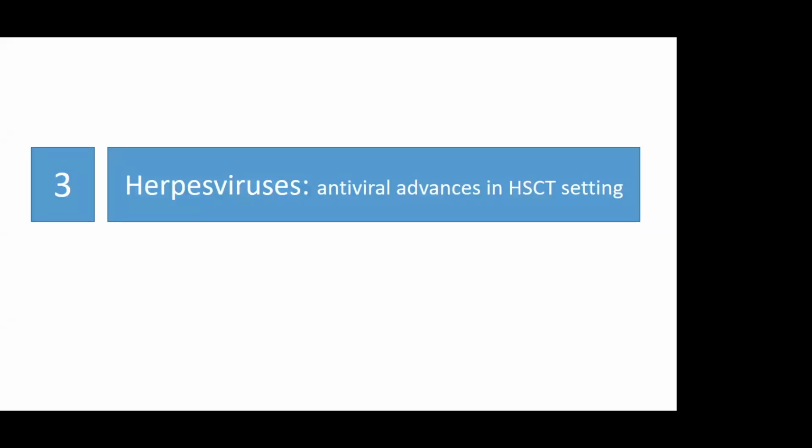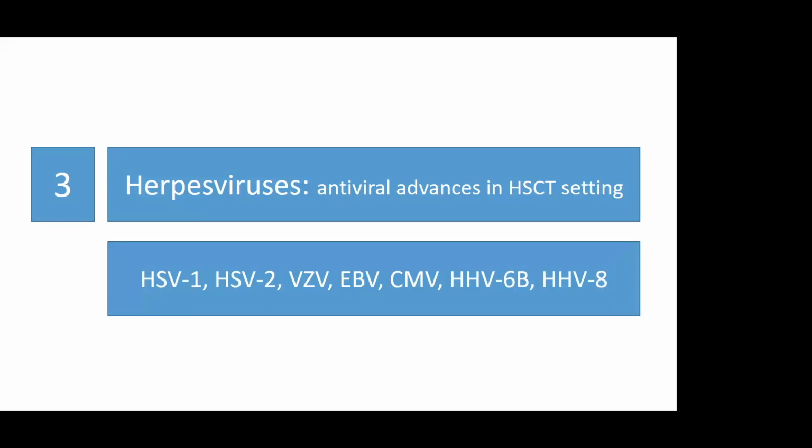Herpes viruses and antiviral advances in the hematopoietic stem cell transplantation setting. As of course you know, we've got the 8 viruses: 1 and 2 and 3, VZV, and 4, EBV, and 5, CMV, and HHV-6B. I haven't written 6A because 6A's clinical role is dubious. Nobody really believes that it causes a huge problem at all. And then HHV-8.